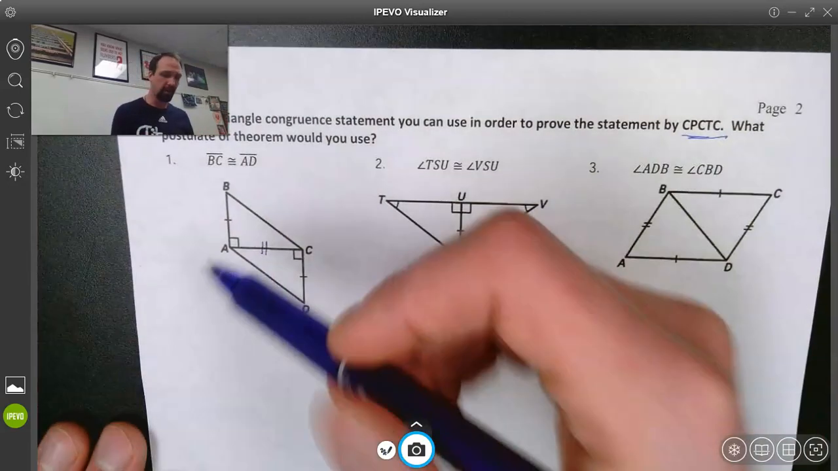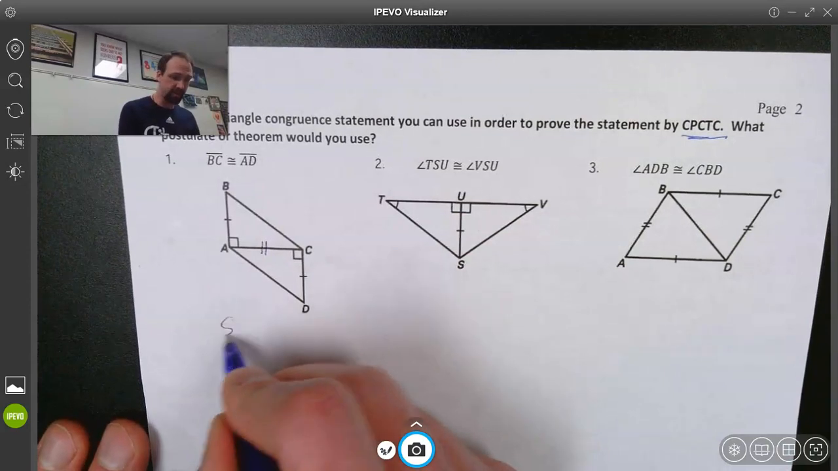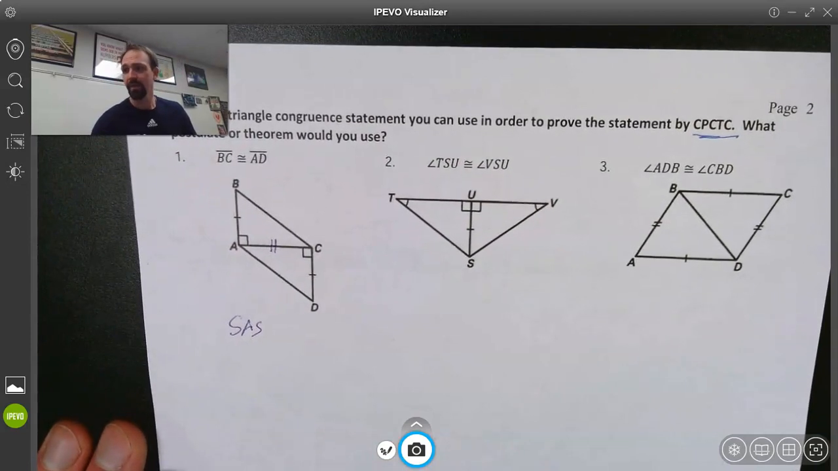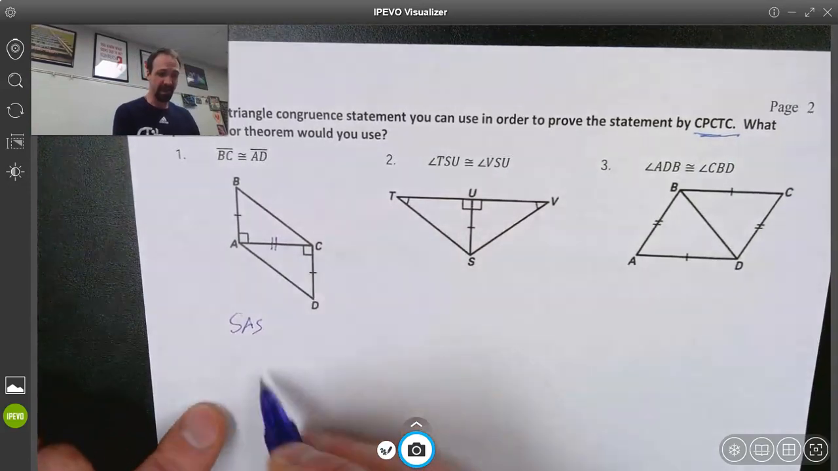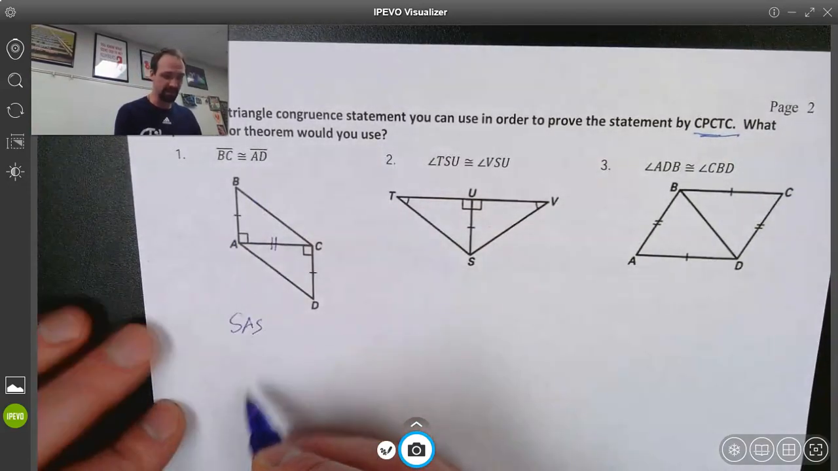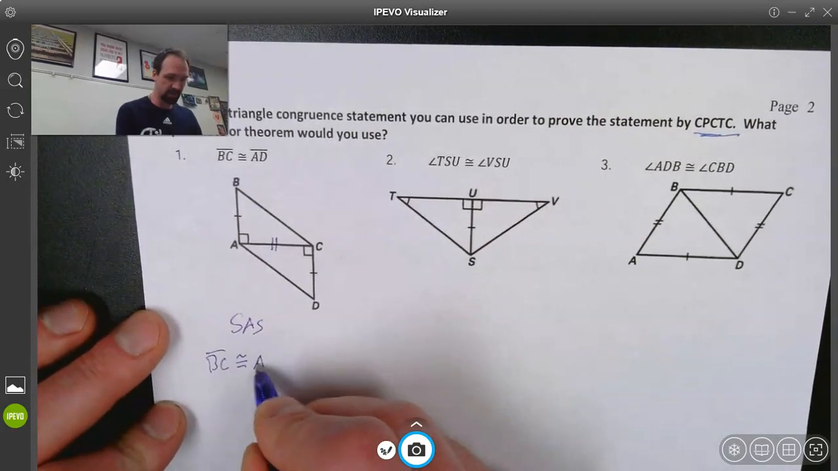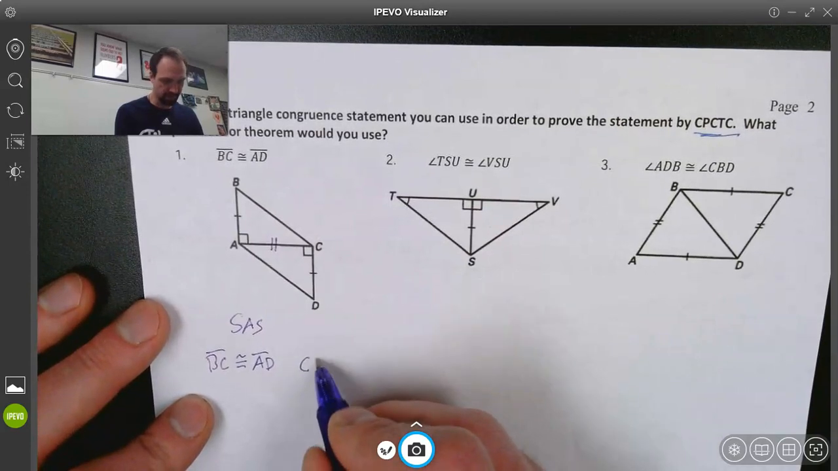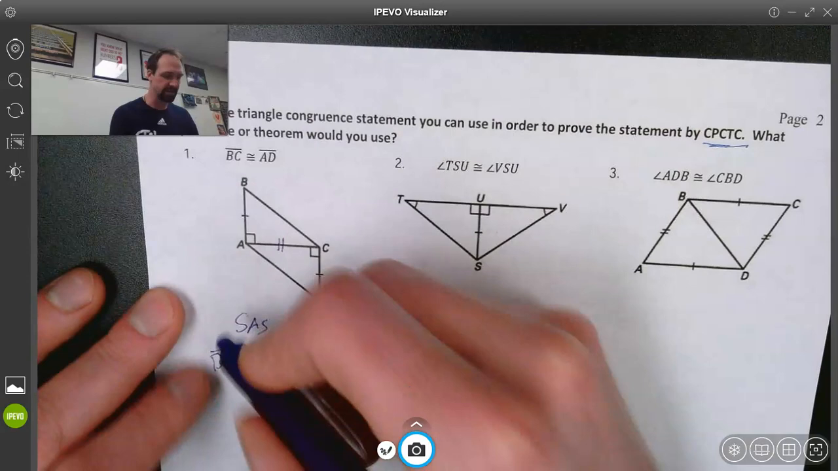Since these are congruent, what I have is side, angle, side; side, angle, side. So this is side, angle, side. Because I know that this is side, angle, side for this one, then I know that segment BC is congruent to segment AD because of corresponding parts of congruent triangles are congruent, or CPCTC.